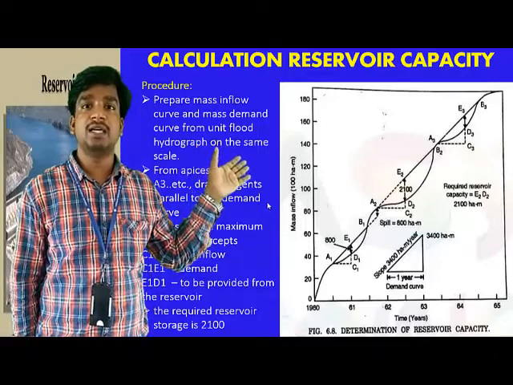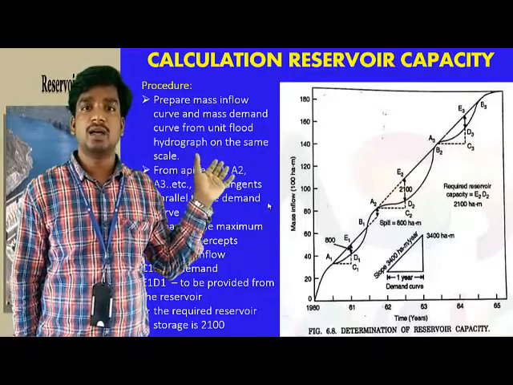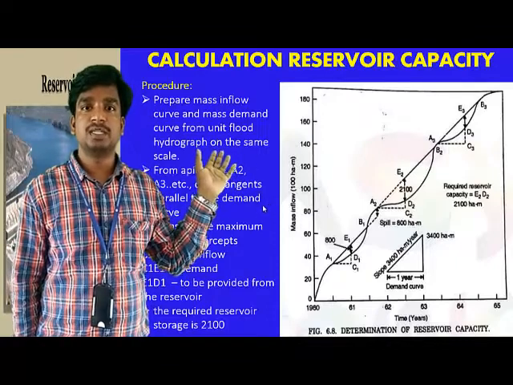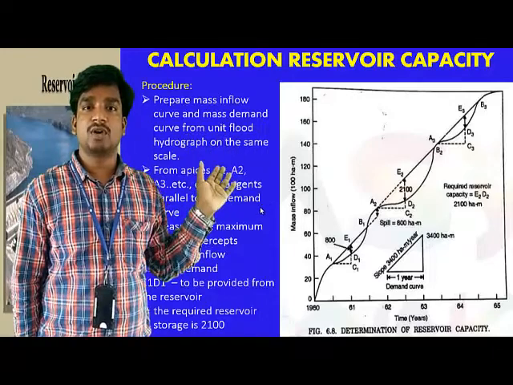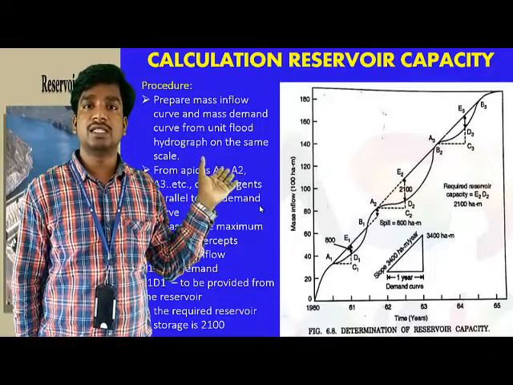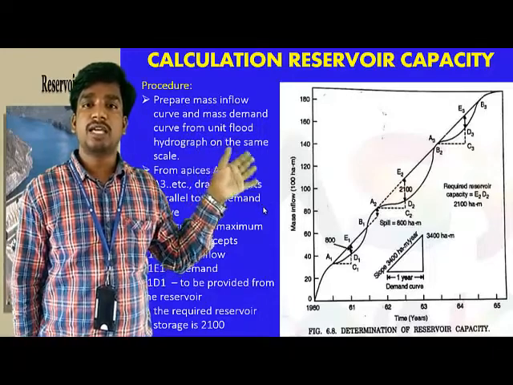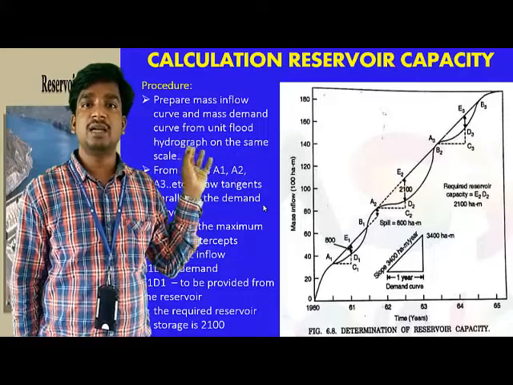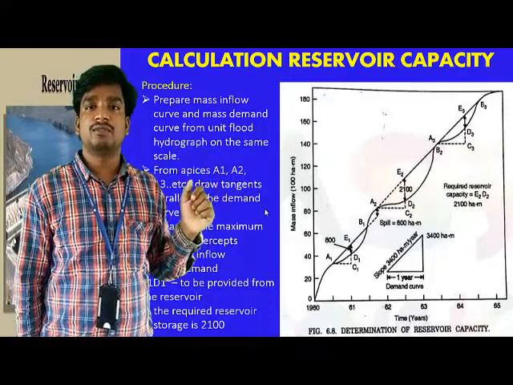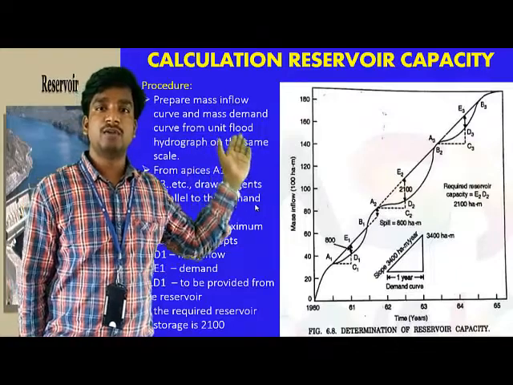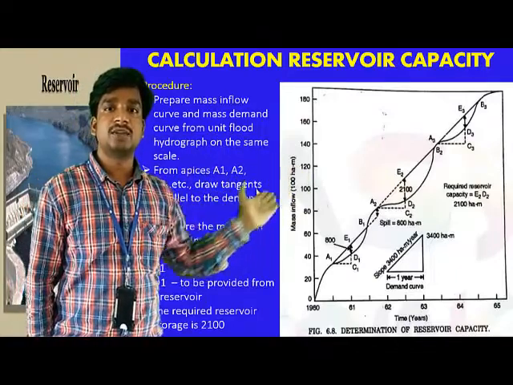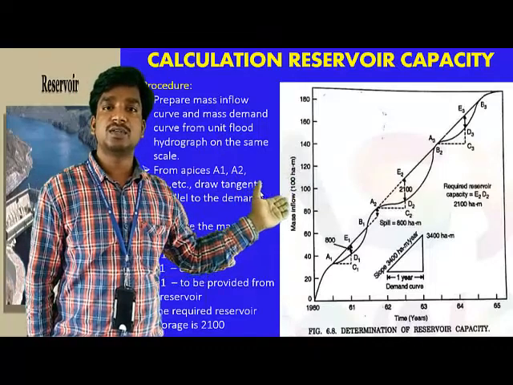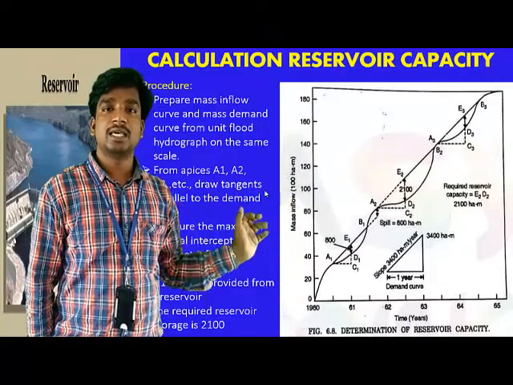What a mass inflow curve means was already discussed: it is the accumulation of water inflow. There is a difference between the unit hydrograph and the mass inflow curve. The mass inflow curve is an accumulation of the inflow values available in the unit hydrograph. Here you can see the mass inflow curve as well as the demand curve. The demand is constant; we need a supply of 3,400 hectometers per year.